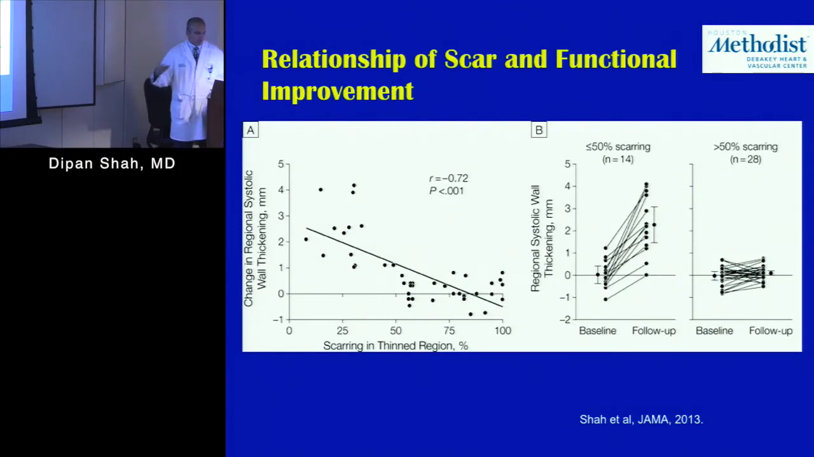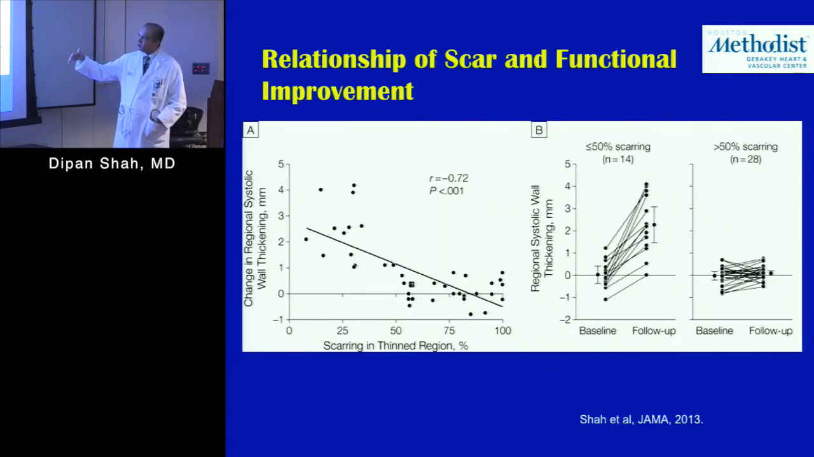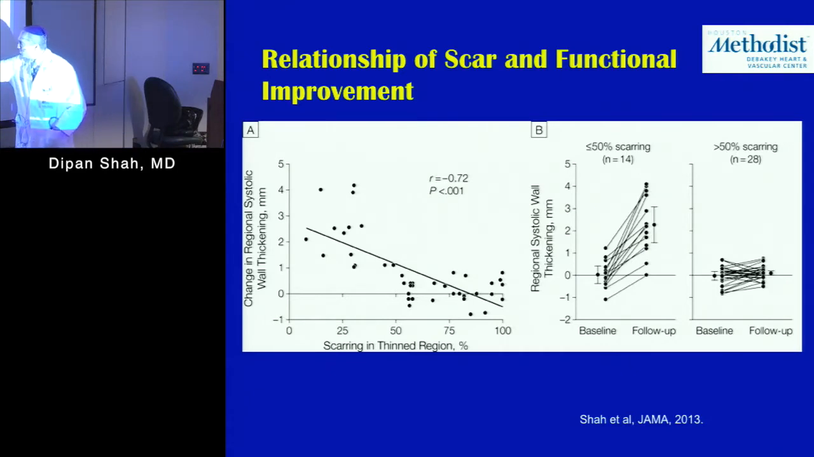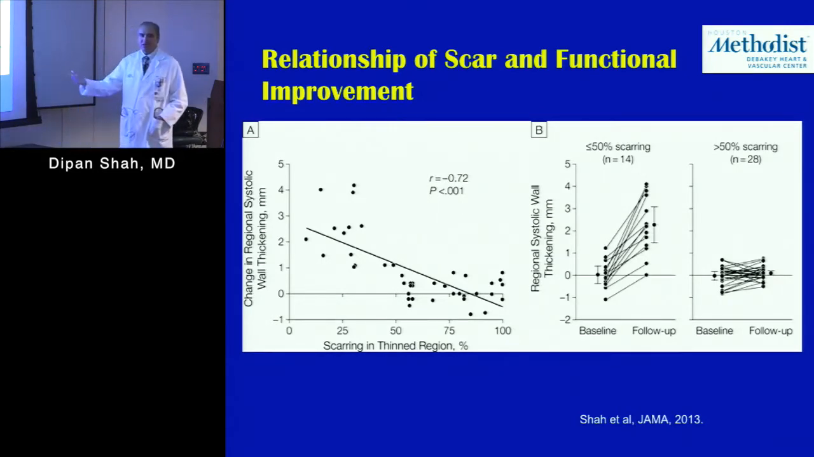So when we looked at this in a large cohort of about 200 patients who had left ventricular wall thinning, and we're talking about not just a small area but a large area of wall thinning, defined as more than 5% of the left ventricle, what we found was that there is a relationship between the amount of scarring within the thinned area and the change in contractility after revascularization. As you had more and more scarring in the thin wall, obviously there's no change in systolic wall thickening after revascularization.